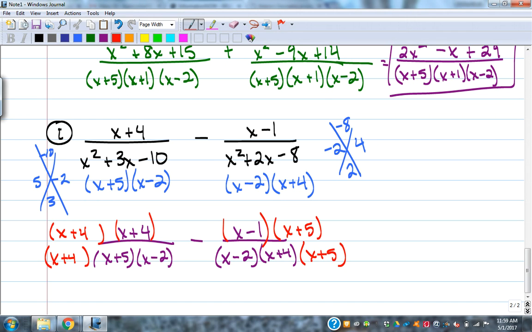Again, you've got to multiply these numerators out. You're never going to have to multiply out the denominators for me. Okay, there may be times in another class where you need to.